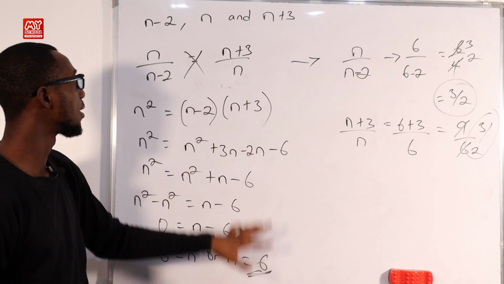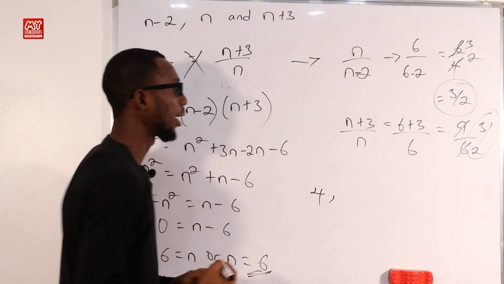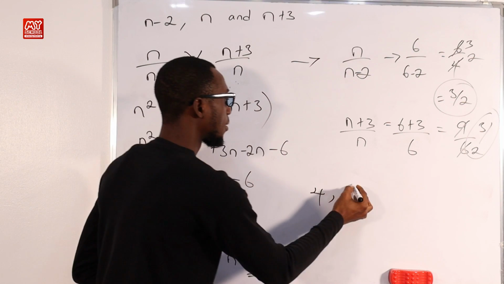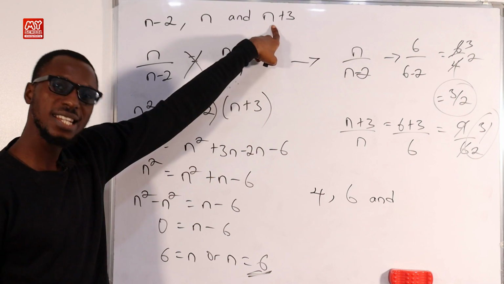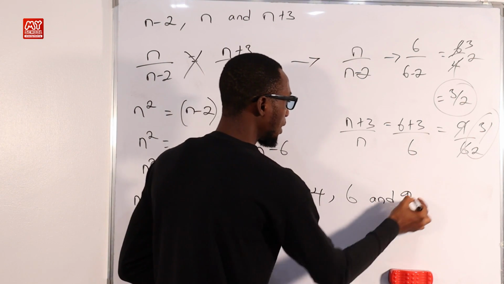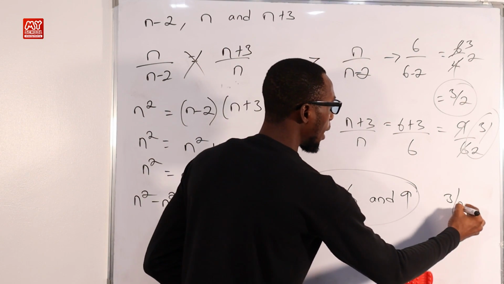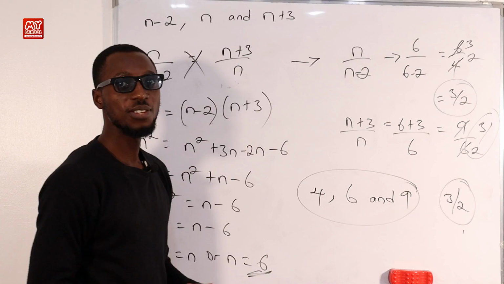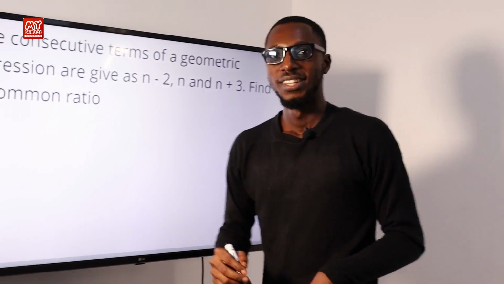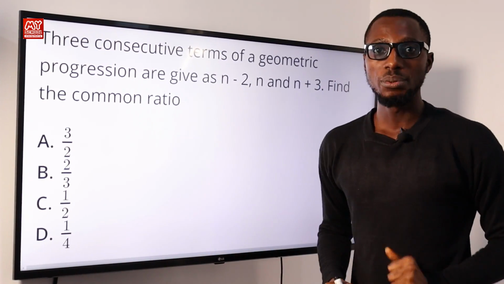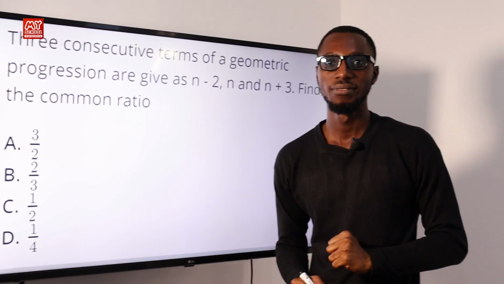Since we are given n as 6, the first term will be 6 minus 2, that is 4, okay, comma, n is given as 6, and n plus 3, that is 6 plus 3, that is 9. So this is the geometric progression, okay, and this is the common ratio, 3/2. So let's go back to the screen and point out the correct option. If we look through all of these options together, we'll see option A, 3/2 is the correct option.